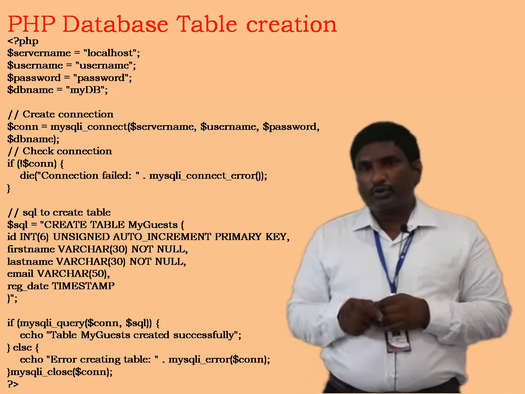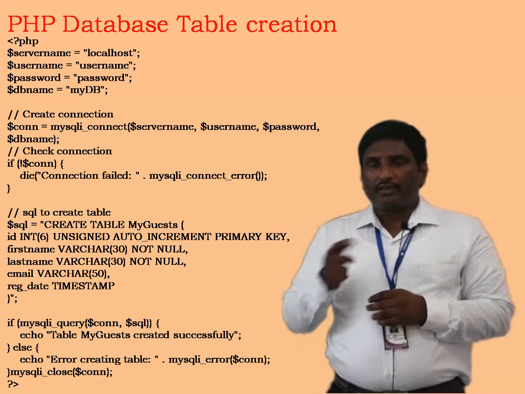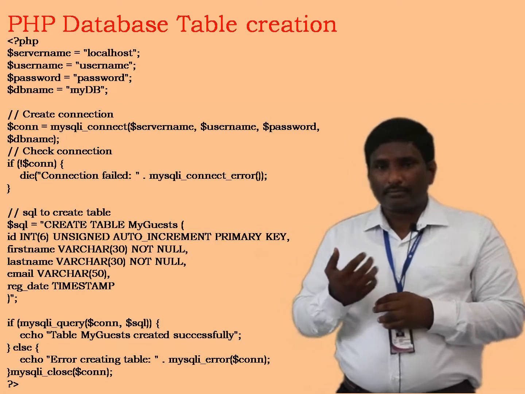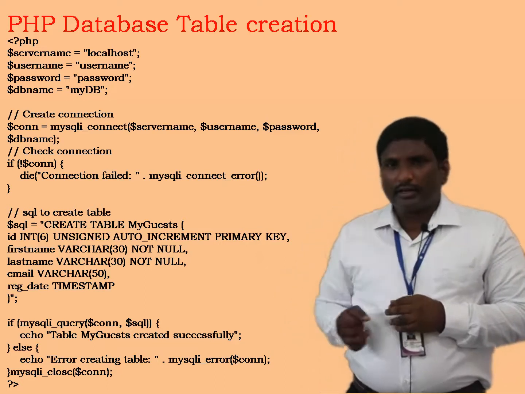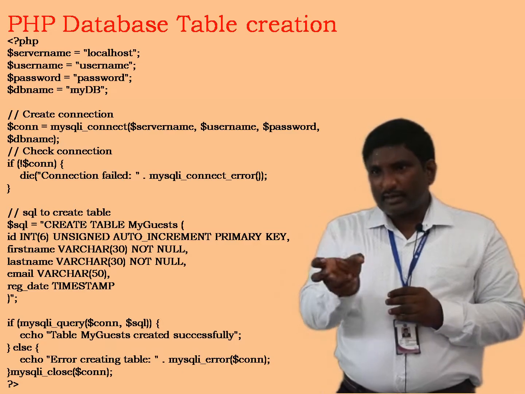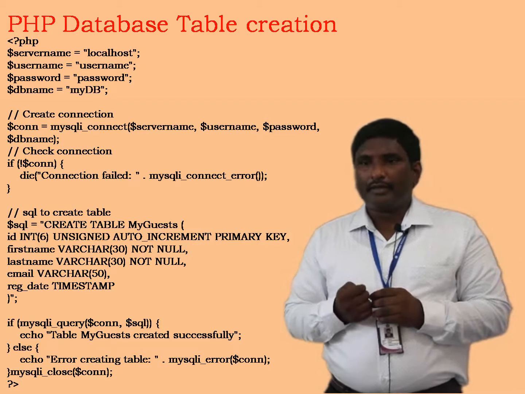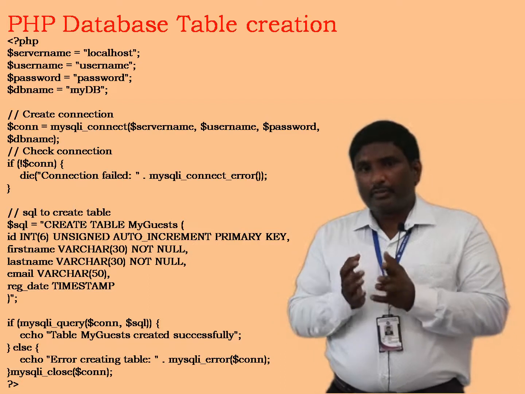Unsigned means it takes whole numbers 0, 1, 2, 3 and so on. Auto increment means when one record is inserted, the next one is incremented automatically. With a primary key, duplicate values cannot be inserted. That's the constraint I have given for the ID, and then first name, last name, email and registration date. This is the table I need to create.